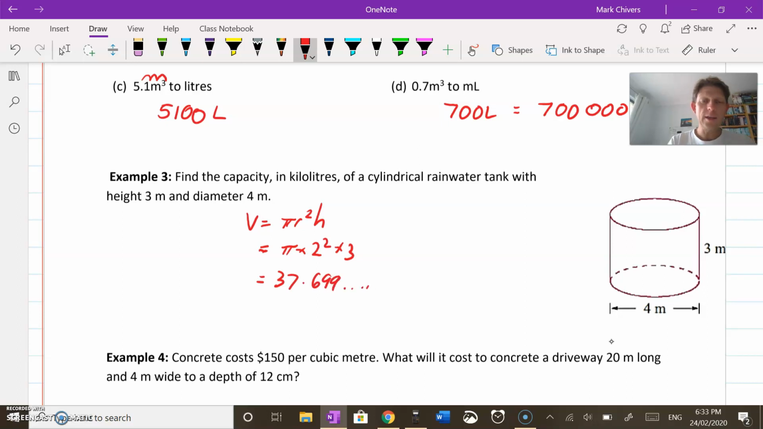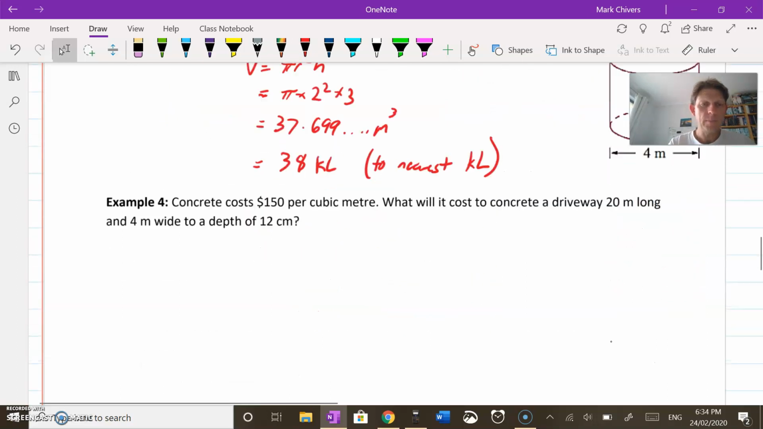And we wanted to find the capacity in kilolitres. Now that's currently in metres cubed, so kilolitres will be the same, we won't have to change the numbers at all. So it's going to be 37. I think they said in kilolitres, I might just round to the nearest kilolitre. So rather than 37, I'll round that to 38 kilolitres, and to nearest kilolitre just there so we know what we've done.